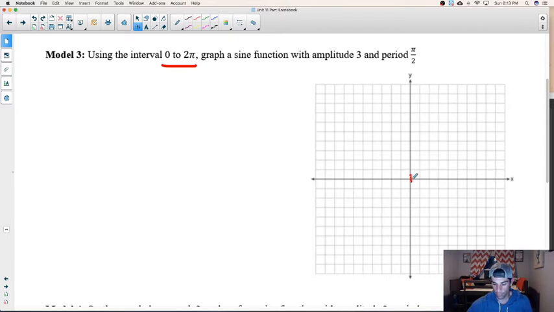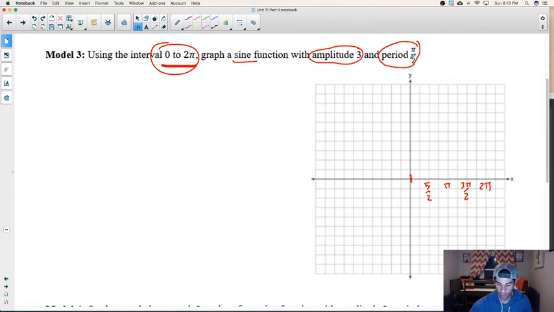So again, we're going to go here. I'll skip 1, pi over 2. Skip 1, there's pi. Skip 1, there's 3 pi over 2. Skip 1, there's 2 pi. So that's the interval they're telling me. It's going to be a sine function. It's going to go up to 3, and it's going to have a period of pi over 2.